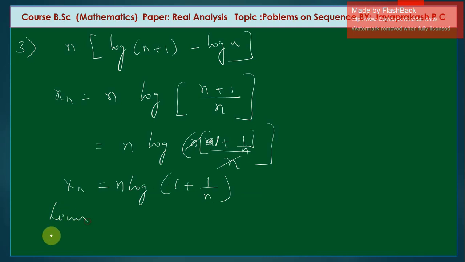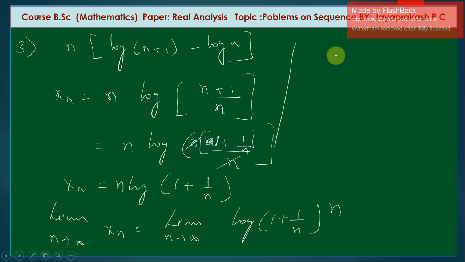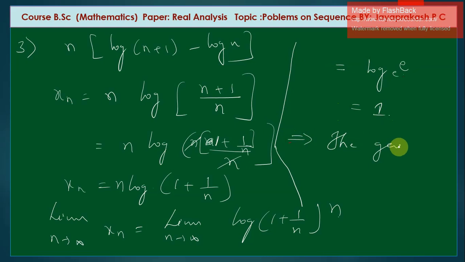Taking limits on both sides, we get limit n tends to infinity xn is equal to limit n tends to infinity log of (1 plus 1 by n) whole to the power of n. So this is log of e to the base e, which is equal to 1. 1 is a finite quantity, therefore the given sequence is convergent. These are the type 2 problems.